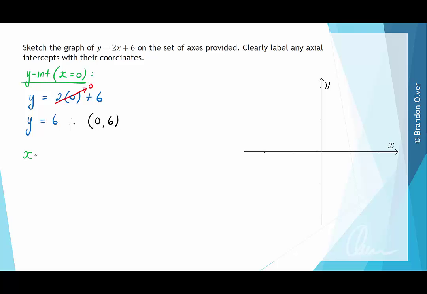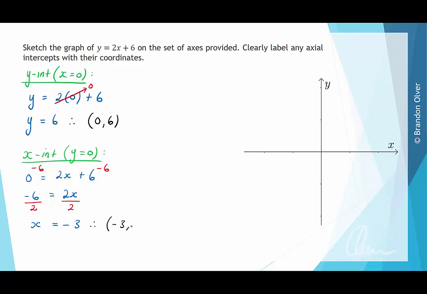Next, we need to determine the x-intercept. And to do that, we let y equal 0 and solve for x. So here we will have 0 is equal to 2x plus 6. Next we'll subtract 6 from both sides. So we find that we have negative 6 is equal to 2x. And now to get x by itself we're going to divide by 2, and whatever we do to one side we need to do to the other. So we find that x is equal to negative 3. Therefore on the graph we have a coordinate of negative 3, 0.